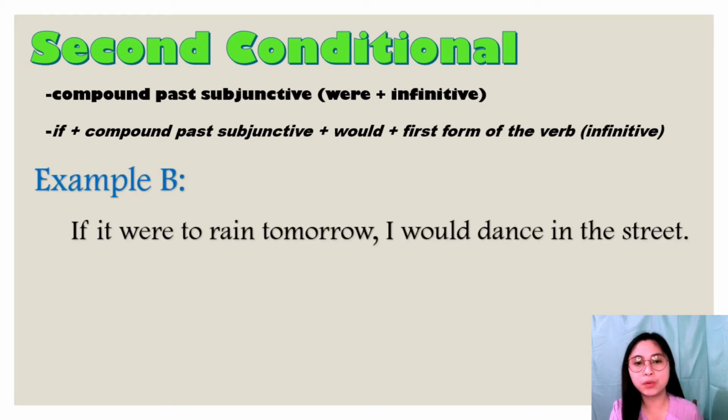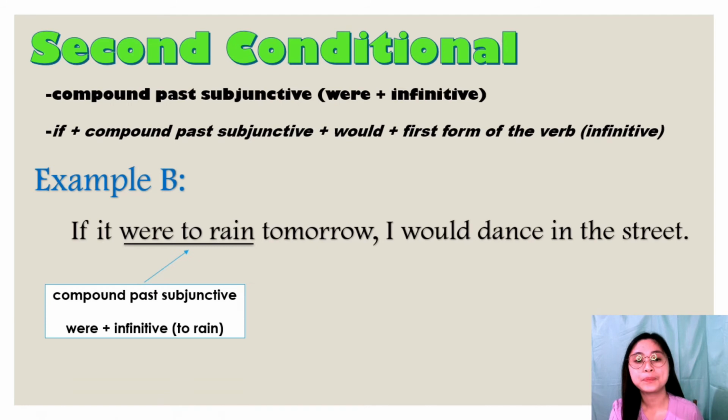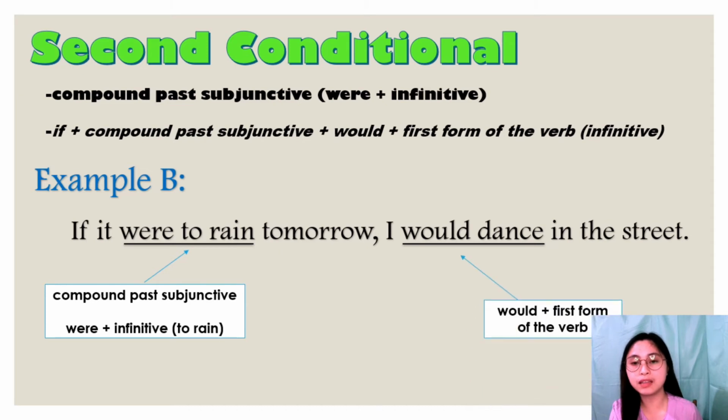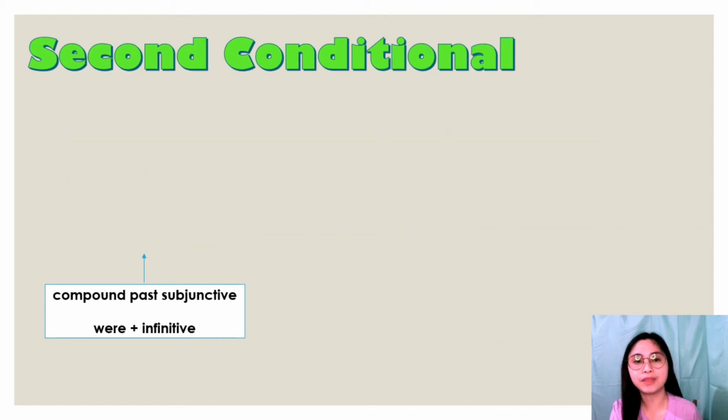Example, if it were to rain tomorrow, I would dance in the street. The condition, if it were to rain tomorrow, uses compound past subjunctive, that's were plus infinitive, to rain. And the consequence, I would dance in the street, is using would plus the first form of the verb.